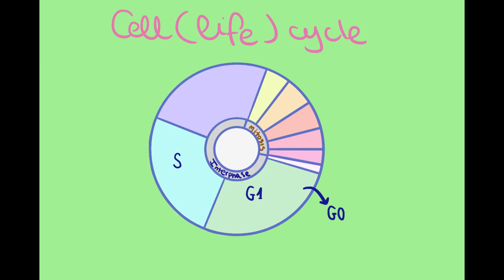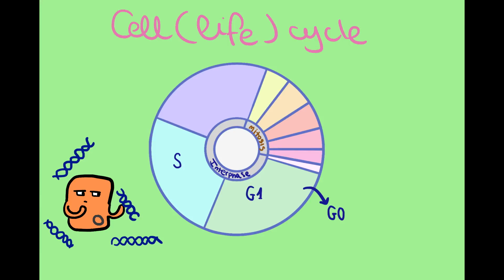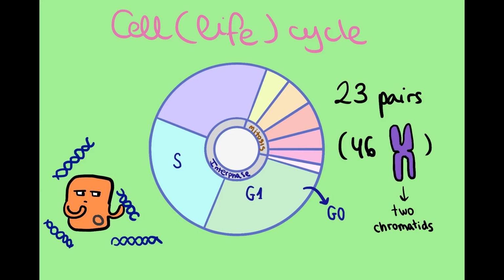During the second stage, S for synthesis, DNA is replicated and chromatids are duplicated. The centrosome, made of two centrioles, is also duplicated. At this time, a human body cell would have 23 pairs of chromosomes, with two sister chromatids each.